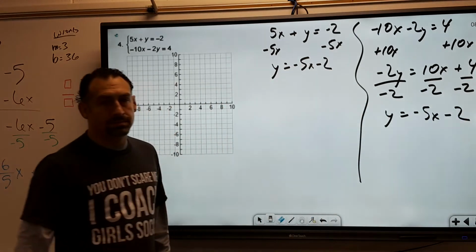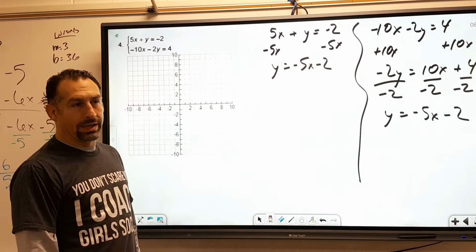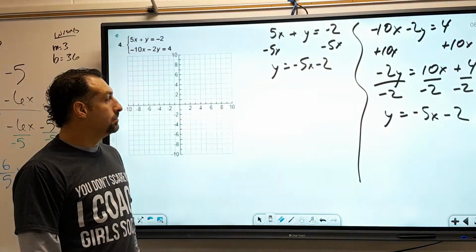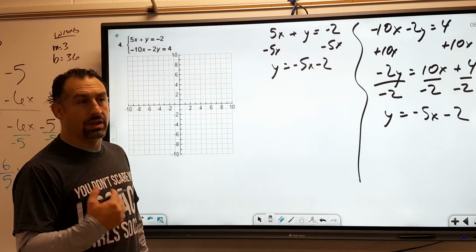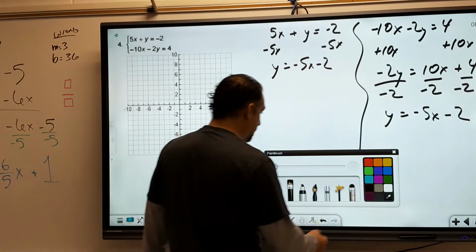Look at the two lines. Now what do you see? They're the same thing. They're the exact same. Even though they didn't necessarily look the same, things aren't what they appear.